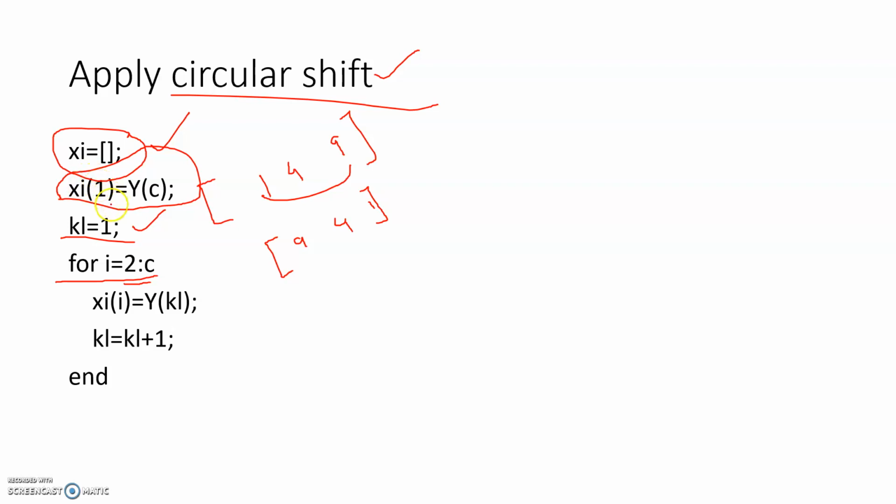Then from the second element up to c, we have to store xi of i is equal to y of kl. So in the first iteration, xi of 2 is equal to y of kl. kl value in the first iteration is 1, so y of 1. Then kl will be incremented, kl is equal to kl plus 1. Then in the next iteration, xi of 3 is equal to y of 2, xi of 4 is equal to y of 3, and so on it will go. So we have applied circular shift.